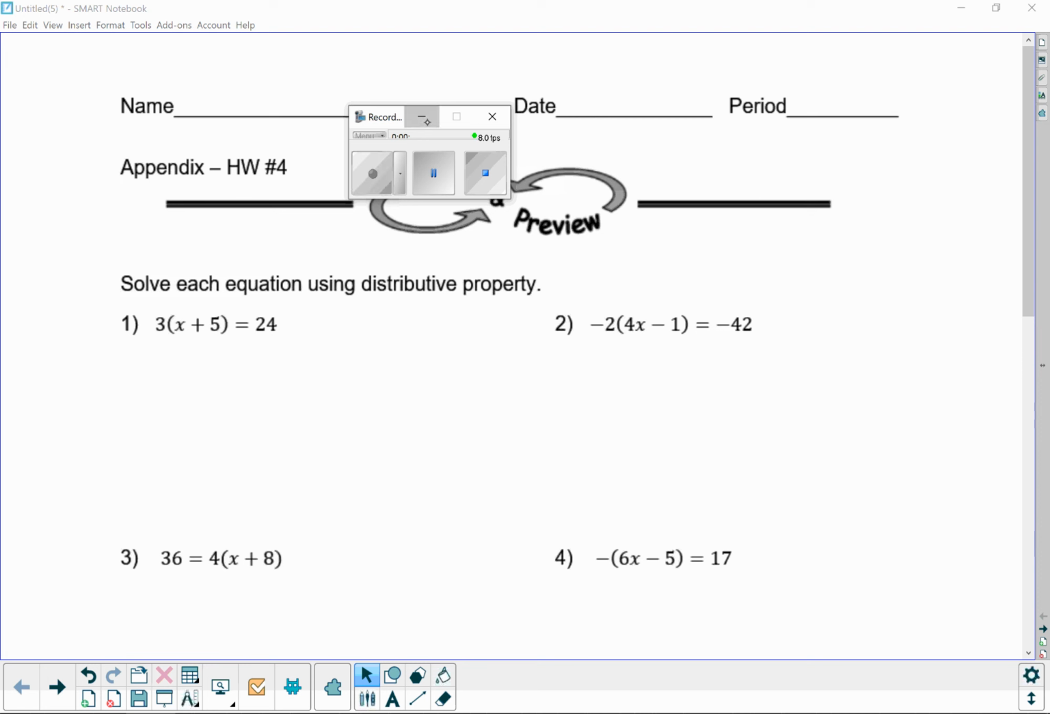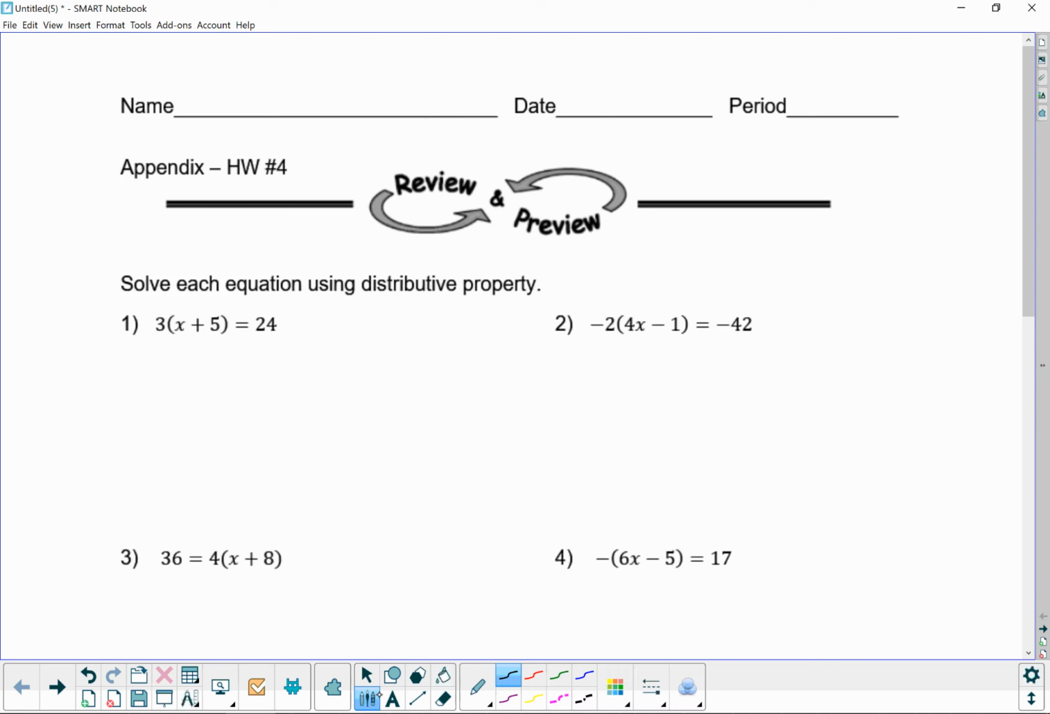Okay, let's go ahead and get started on this one. So this is your homework number 4 for appendix. Solve each equation using distributive property, which means you're going to have to do multiplication, repeated multiplication. So this is going to start off with 3 times x, which is 3x, plus 3 times 5, which is 15. Copy the rest down, equals 24.